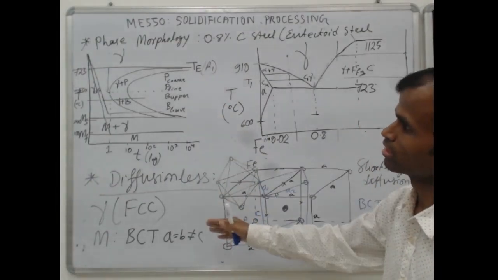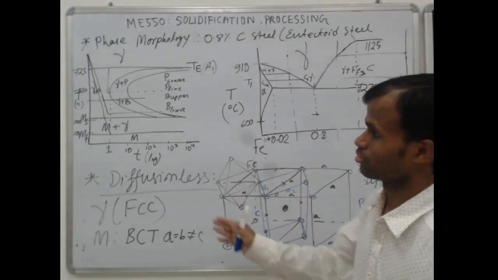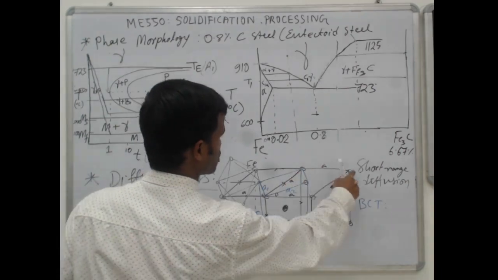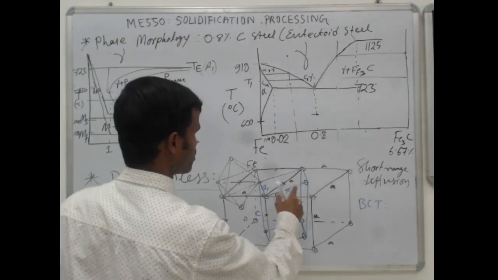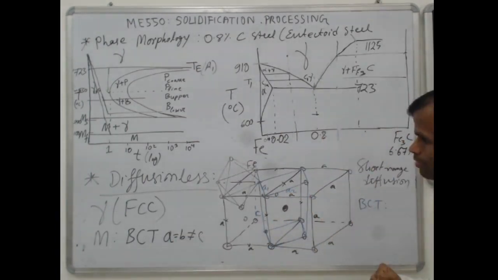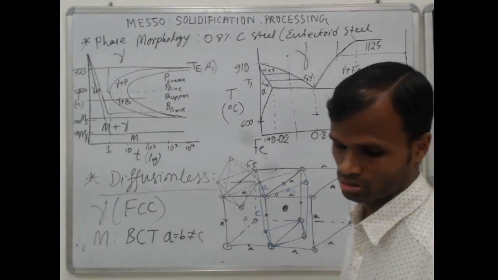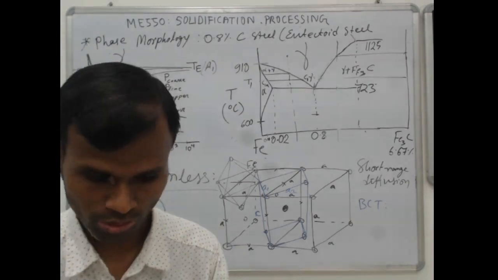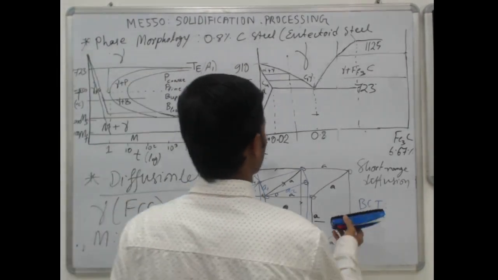If your cooling rate is very high, you don't get any diffusion. No atom is diffusing from one position to another. It is just a little bit of distortion taking place. This is how martensite is formed without diffusion. I hope you have understood this.